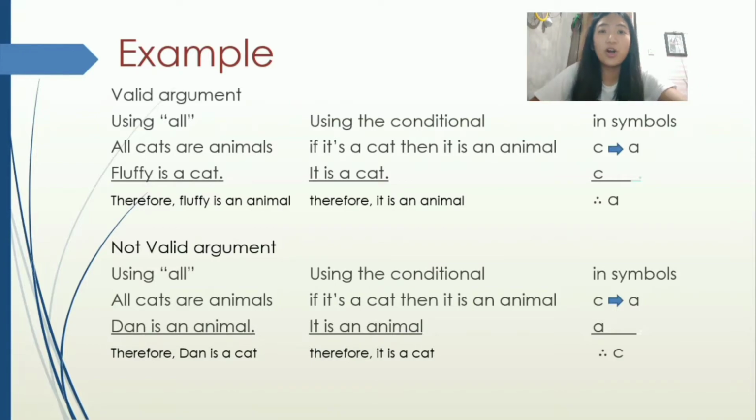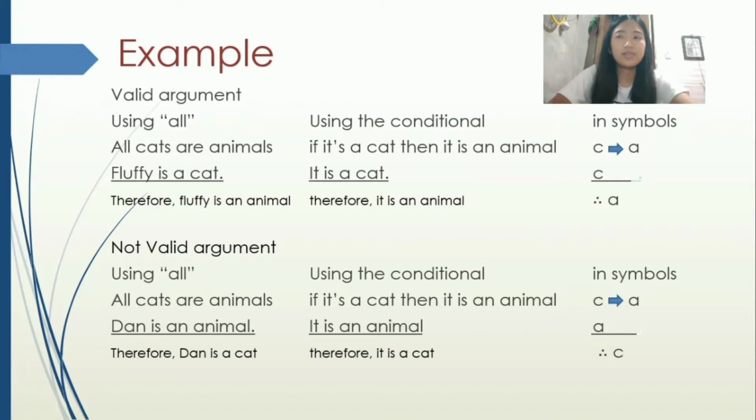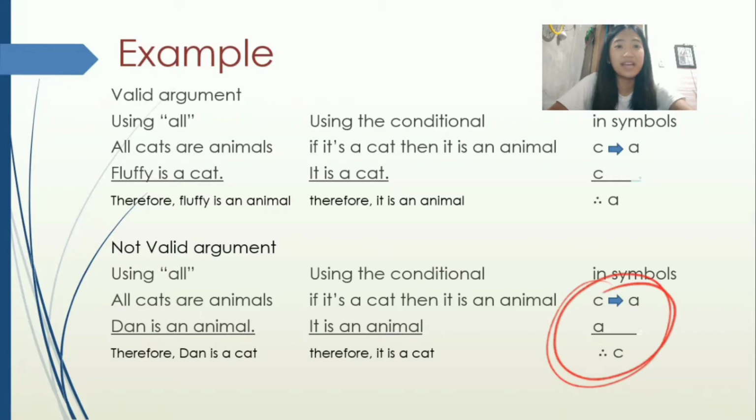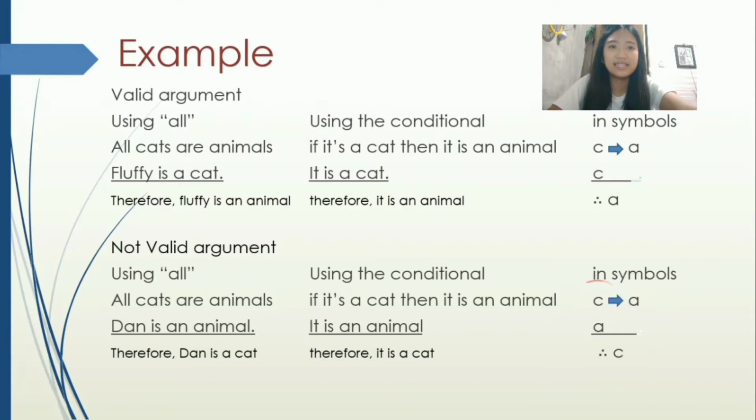Using the conditional all cats are animals. If it's a cat, then it is an animal. The conditional of Dan is an animal, it is an animal. We already defined our variables C and A, where C is it is a cat and A is it is an animal. In the symbol, C arrow A. Below this, we write A. If we combine those two, we get, therefore, C.